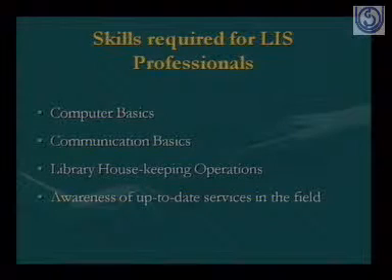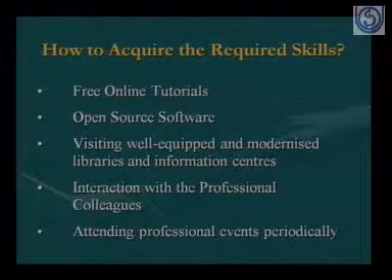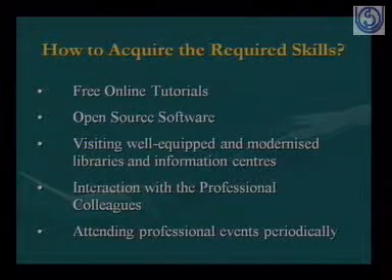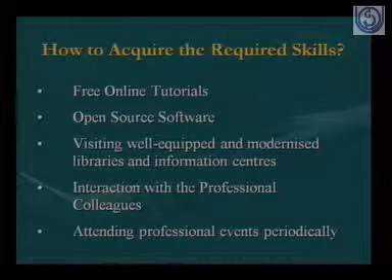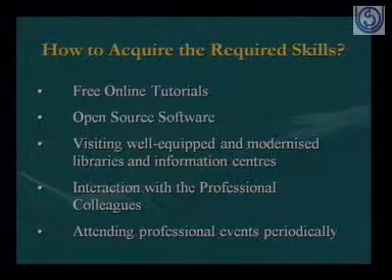We have to have knowledge about the activities performed in those areas. Then awareness of up-to-date services in the field. So these are the 4 key elements which one should acquire. Then the question may arise: how to acquire these skills? What are the ways and means? The ways and means are free online tutorials, open source software, visiting well-equipped and modernized libraries and centers, interaction with professional colleagues, and attending professional events periodically. So these 5 are the ways and means.